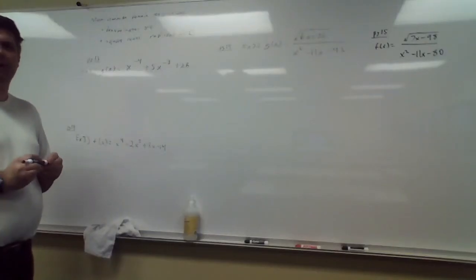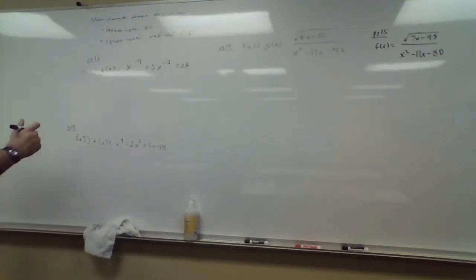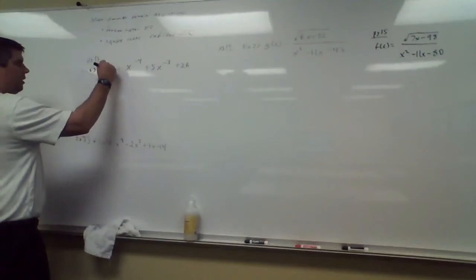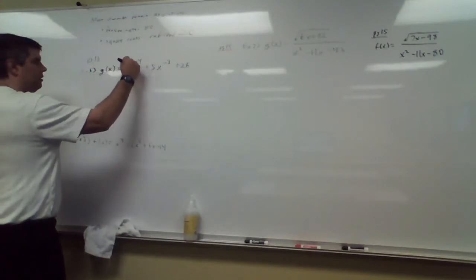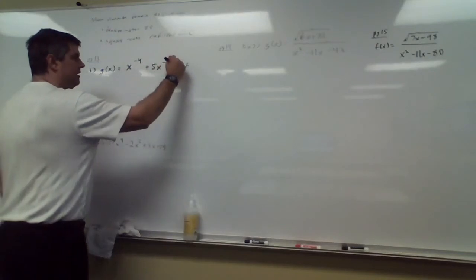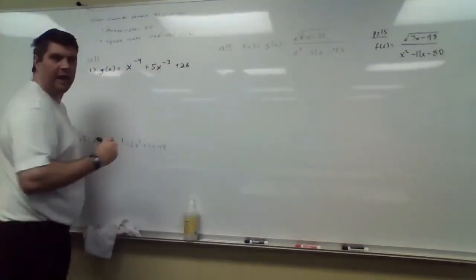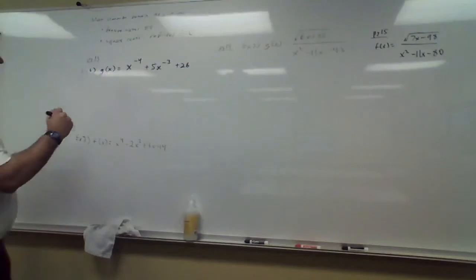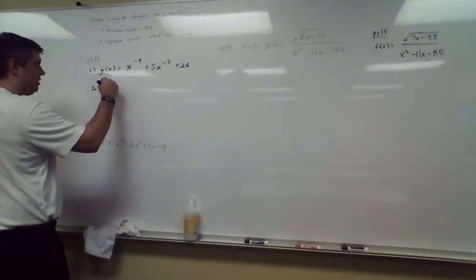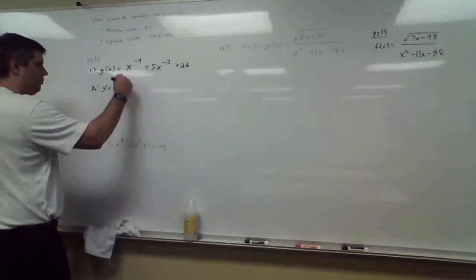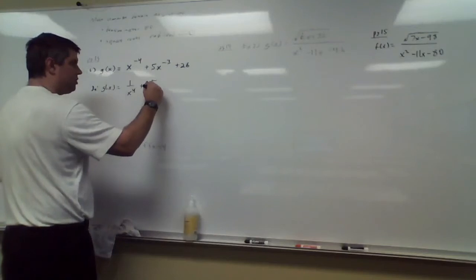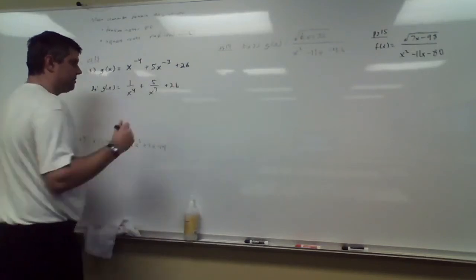All right, and I put a number of other examples on the board as well. Okay, and I'll be doing them in a different order than what they are on the paper. Okay, I'm going to go ahead and fill this in while I'm at it. Okay, so here goes. This is actually equivalent to g of x equals 1 over x to the 4th plus 5 over x cubed plus 26.